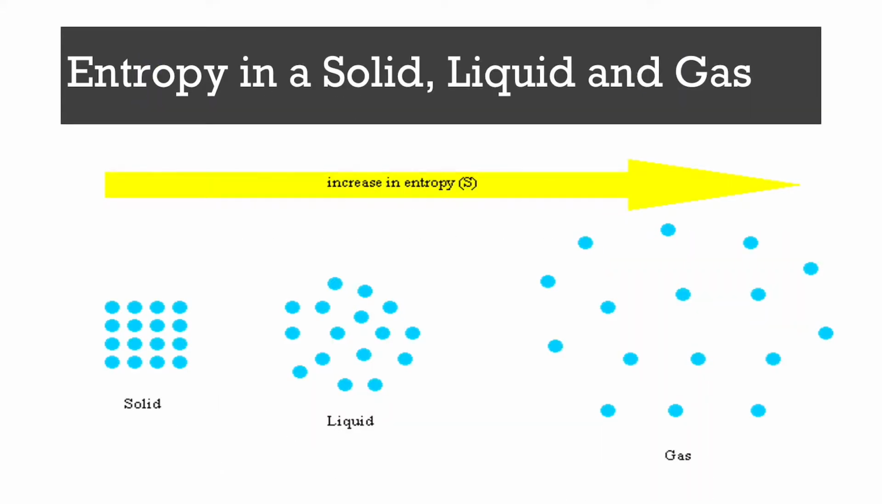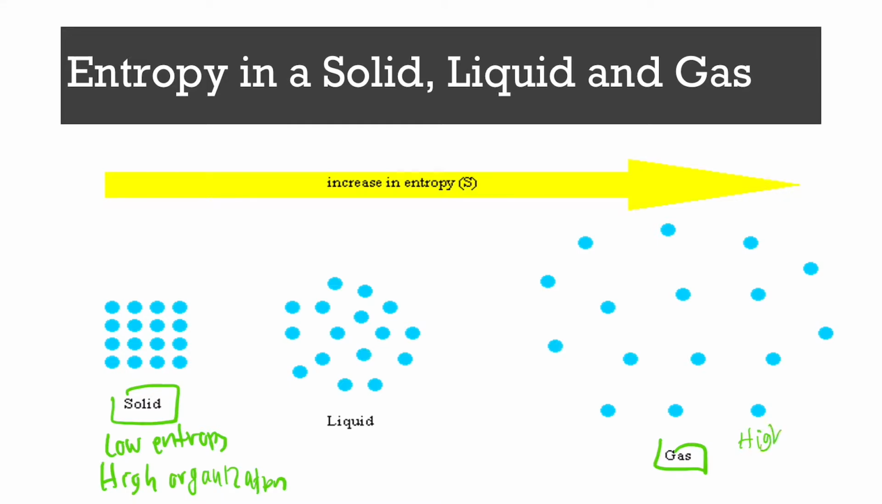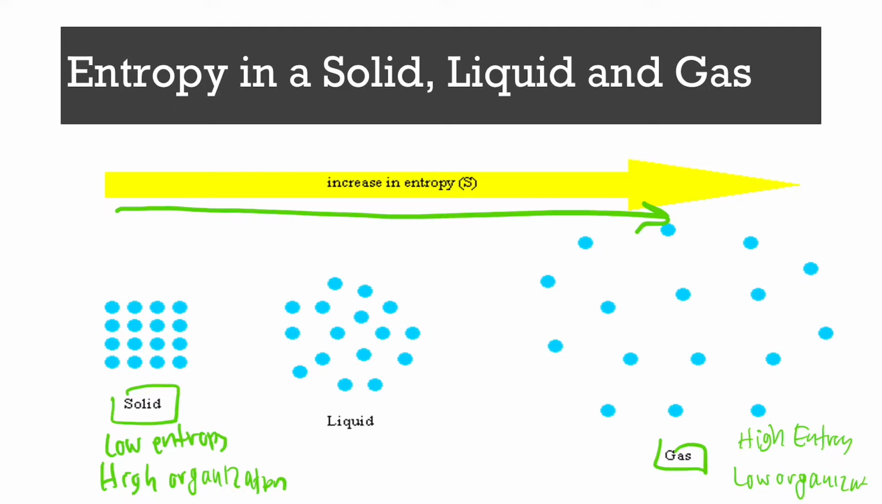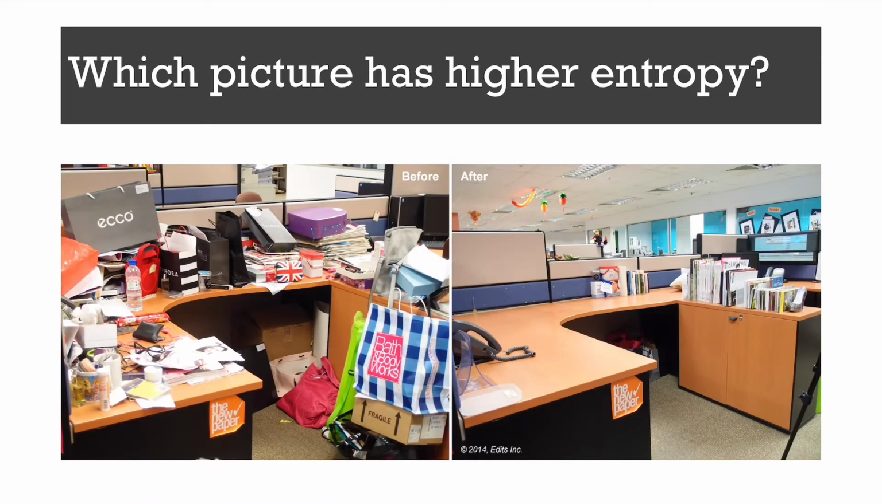If we're looking at different phases of matter, solids are very, very highly organized, so you have low entropy and high organization. If we look at our gases, we have high entropy and low organization. As you go from solid to liquid, from liquid to gas, you become more and more random. That's why as you go this way, entropy increases.